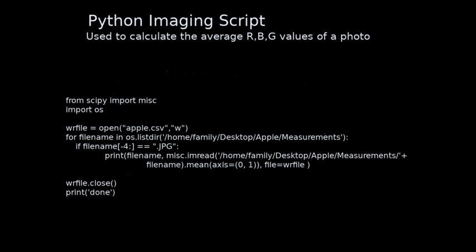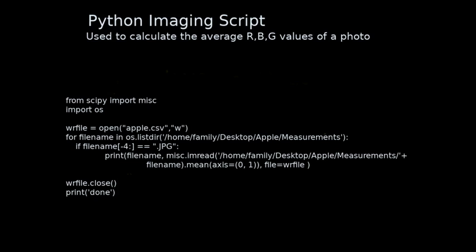I would encourage anyone interested in photography or just science to investigate the SciPy API. Now, the Python imaging script that I created was used to calculate the average red, blue, green values of a photo. This is assuming that in each photo, nothing has changed except for the decaying of the apple. I import the operating system because I'm going to be using the OS lister to identify all of the images.